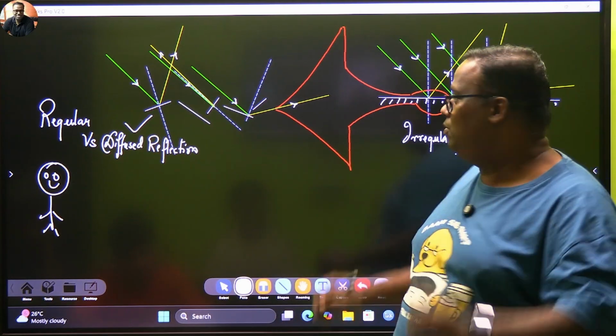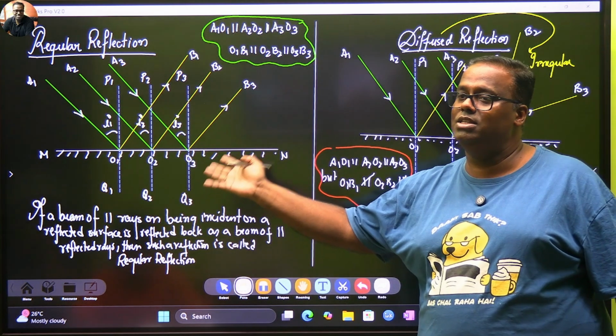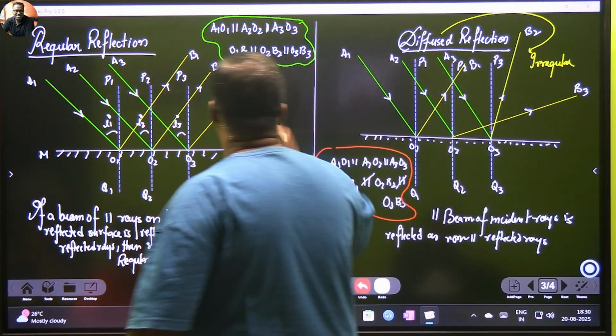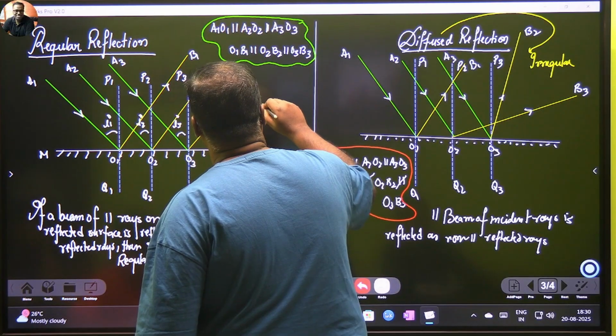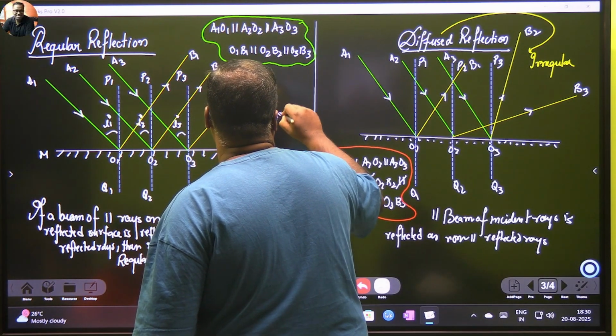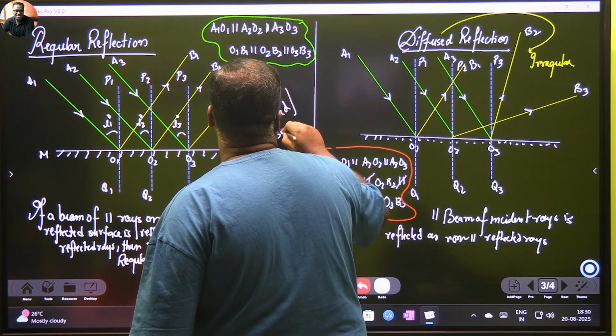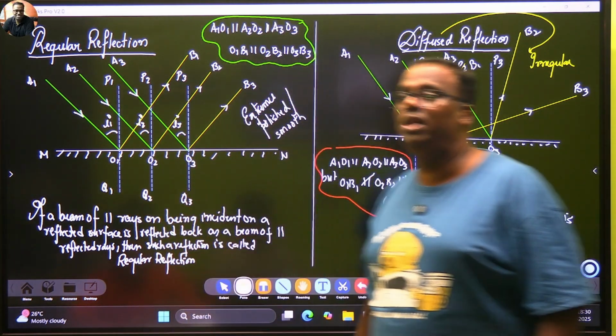So tell me, have you understood what is regular reflection? Regular reflection, when a beam of light falls, will always be supported by extremely polished surfaces, or smooth, as you can say. Polished, or we can say smooth surfaces. And that's why the best example would be a plane mirror.